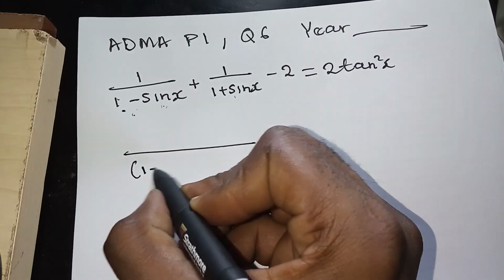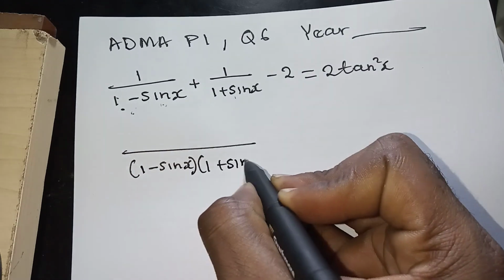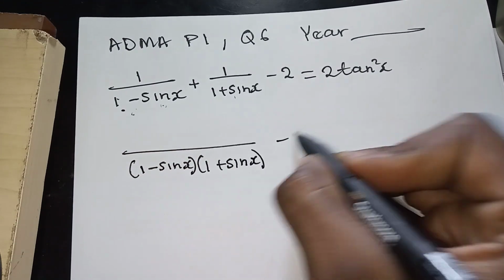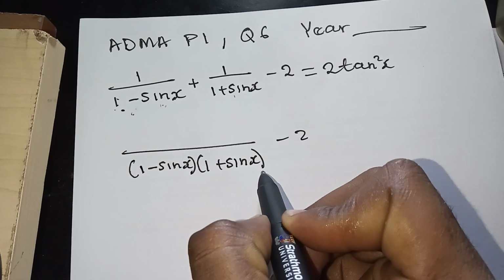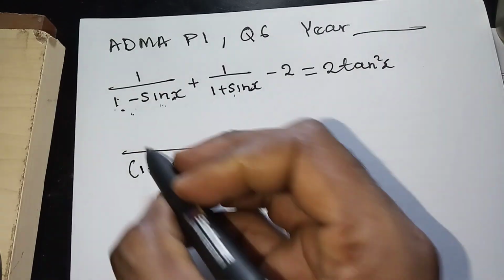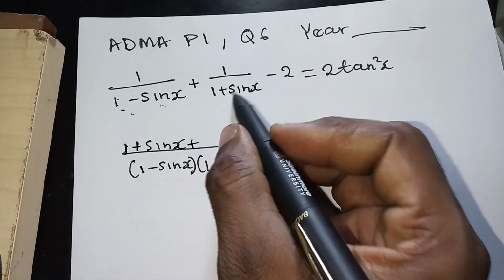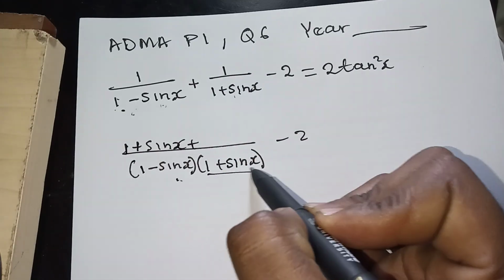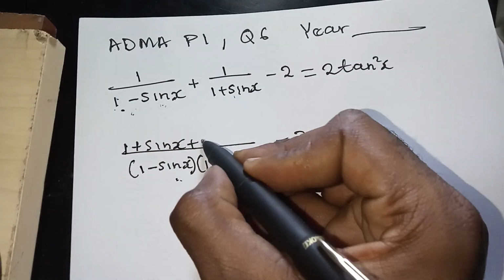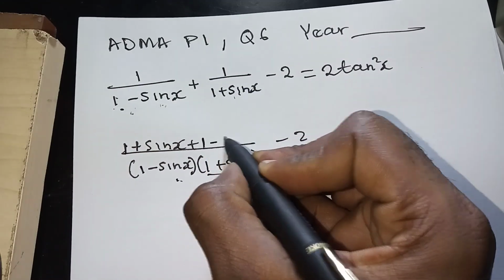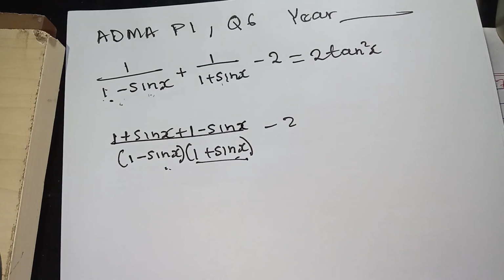So this one will be 1 minus sine x, 1 plus sine x, and then minus 2. So 1 minus sine x into the common denominator will just be the other one here. The same applies to this. This one into this will just give us this one here. So 1 minus sine x, like this.